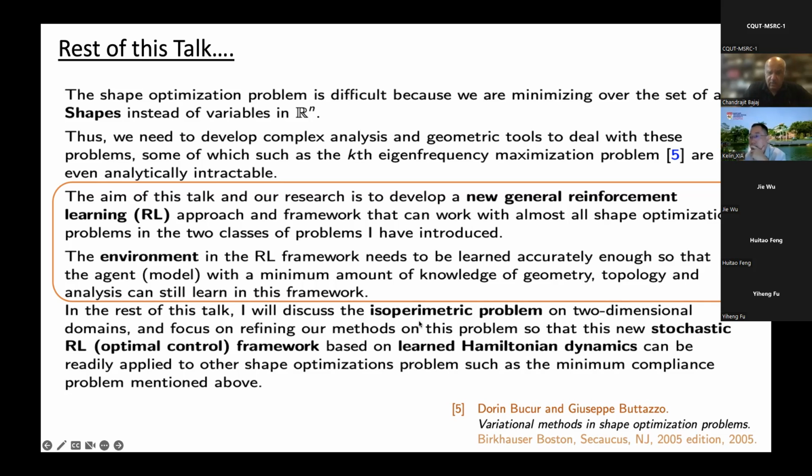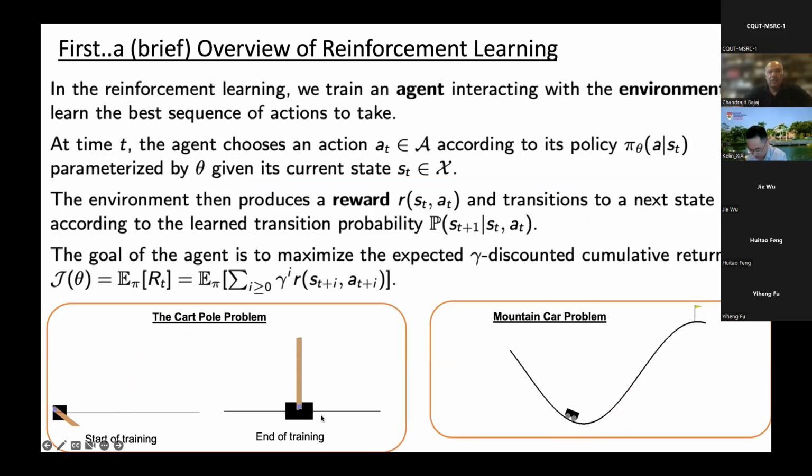So in the rest of this talk, I will discuss this isoperimetric problem, since this is an applied geometry conference, and also show you how we developed this new stochastic reinforcement learning, which is tied to optimal control, based on a learned Hamiltonian dynamics.